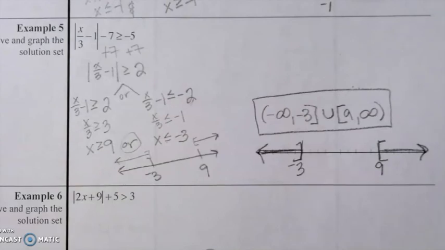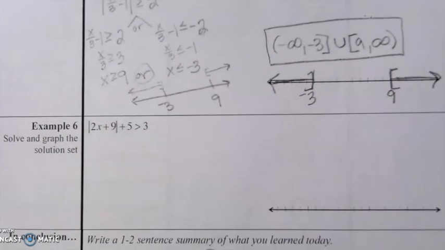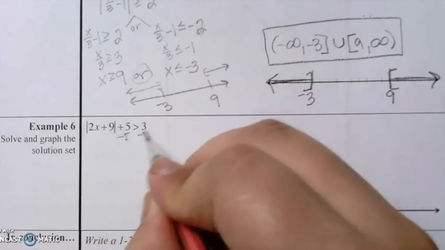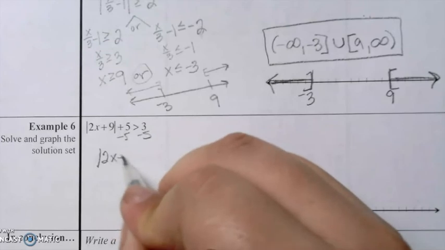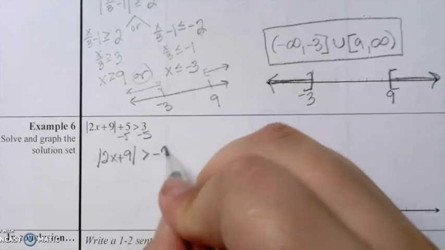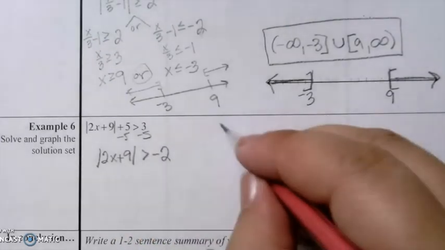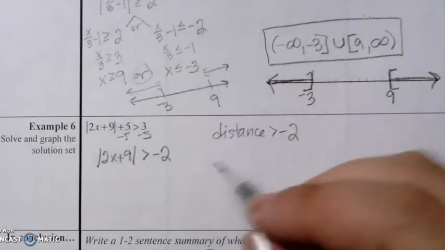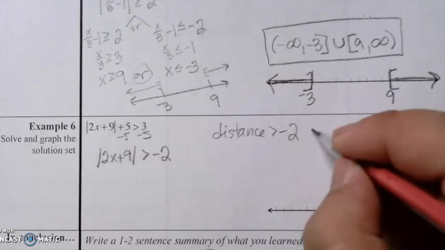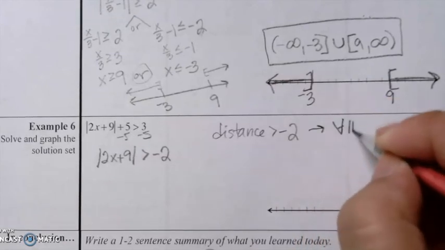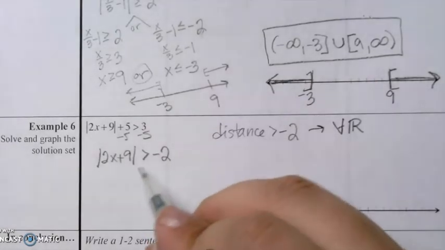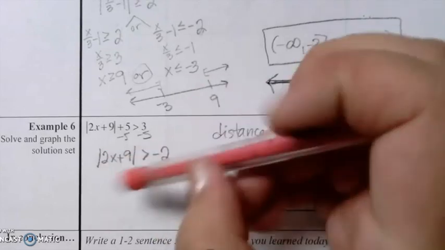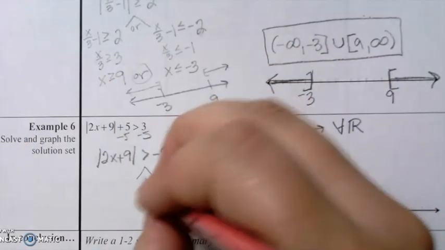And our last example here, we're isolating our absolute value first, minus 5 minus 5. Absolute value of 2x plus 9 is greater than negative 2. Now, can I have a distance greater than negative 2? Sure, all distances should be greater than negative 2, so I expect this to be for all real numbers. Let's take a look at what happens when I split my cases. It's a greater, so it's not an and, it's an or.